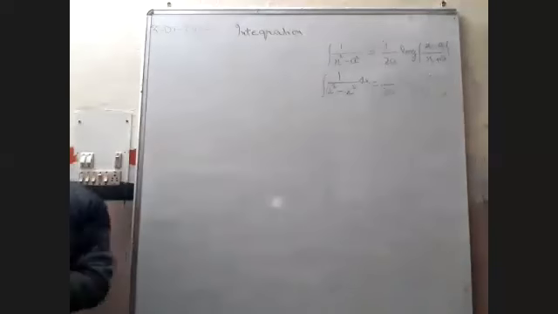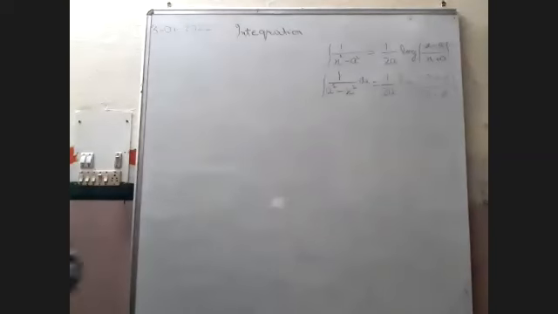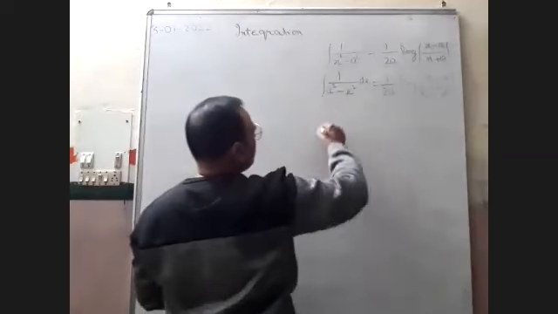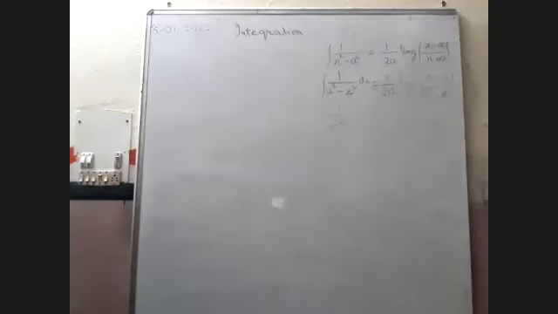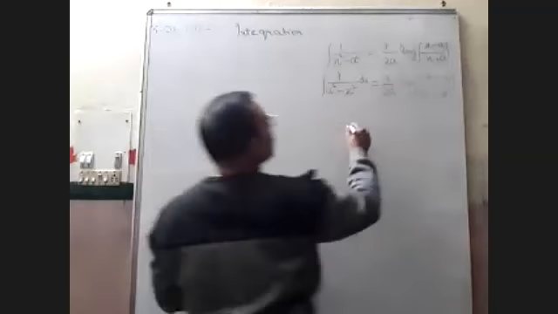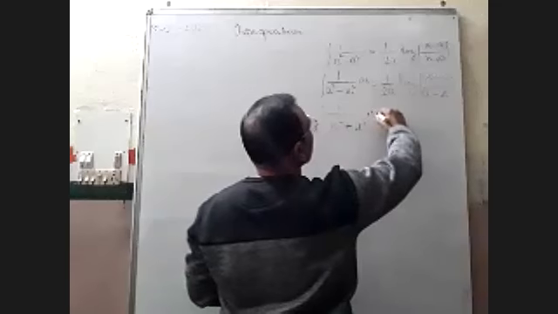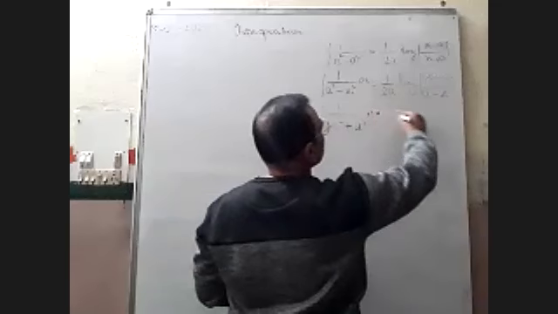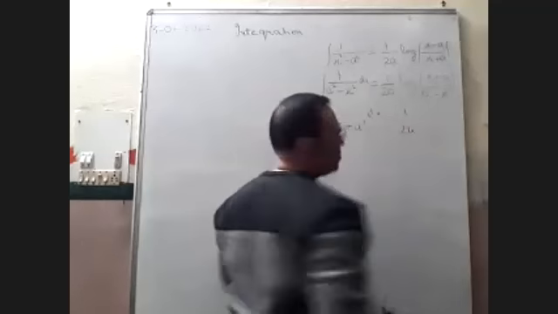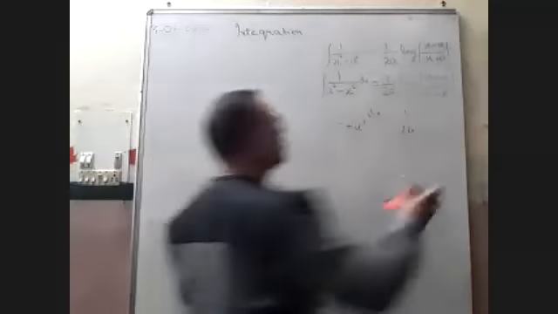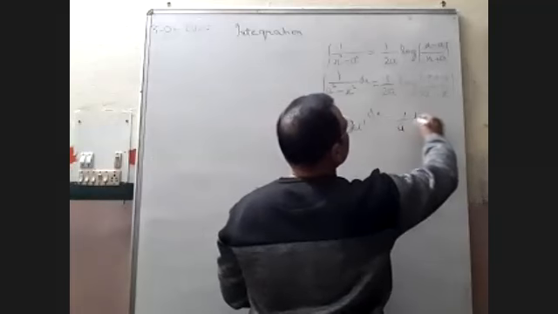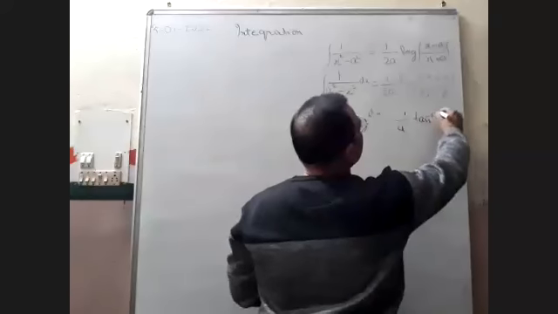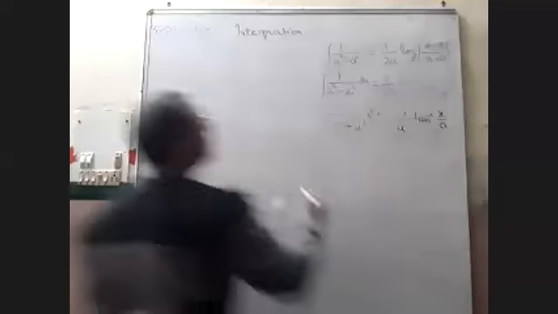The ink is very light. Similarly, 1 upon x square plus a square is equal to 1 upon a tan inverse x upon a. How do we get it?